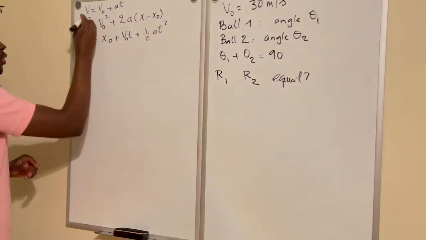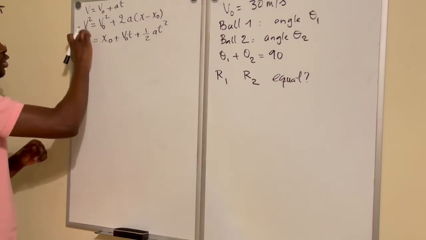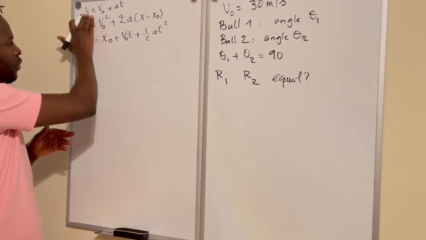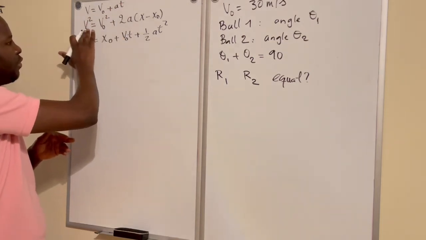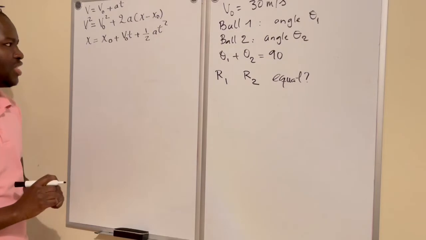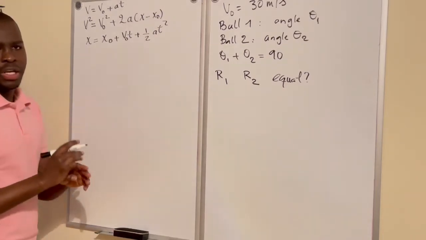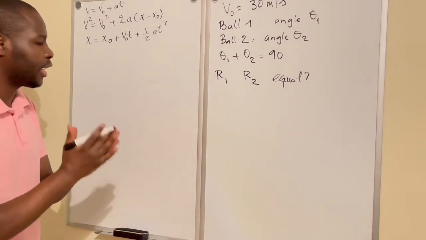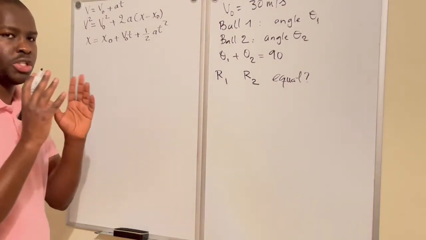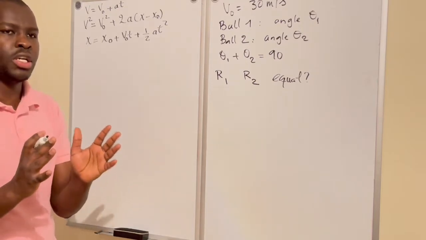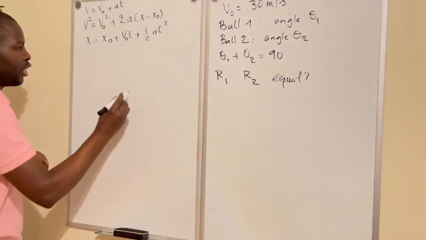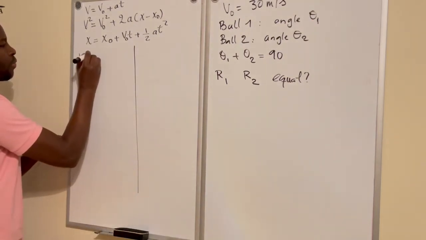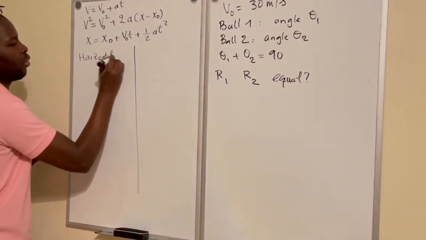Now, initially, for every projectile motion, it's good to start with your equations, which is your v equals v0 plus at, and then v squared and all that. So all these three equations. Now, if you want to be able to solve any projectile motion, I guarantee you, as long as you separate your motion into horizontal and vertical motion, you will always get it right. So here I will divide this into two: the horizontal motion and then the vertical motion.